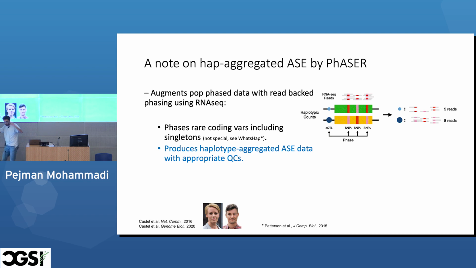This is not super special about phaser. There are a series of different tools that do this kind of thing significantly faster. I put, for example, WhatsHap here, not because it's my favorite, just as an example, but there are others. But one thing that is special about phaser is that it uses the phasing to calculate haplotype aggregated ASC data.